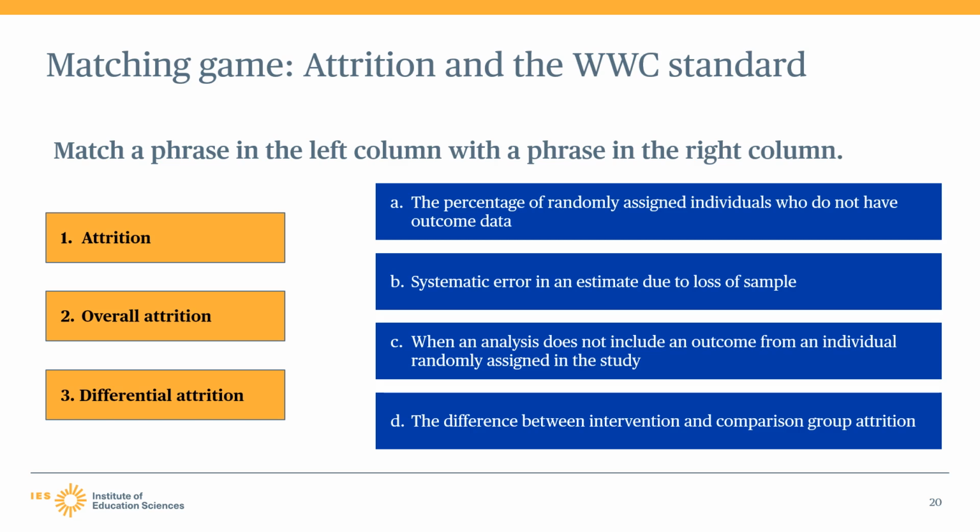The correct answer is A, the percentage of randomly assigned individuals who do not have outcome data. Finally, what phrase does the term differential attrition match to? The remaining choices are B, systematic error in an estimate due to loss of sample, or D, the difference between intervention and comparison group attrition. The correct answer is D, the difference between intervention and comparison group attrition.